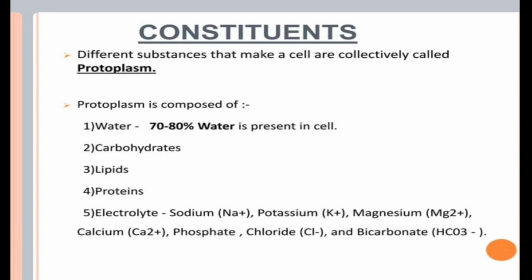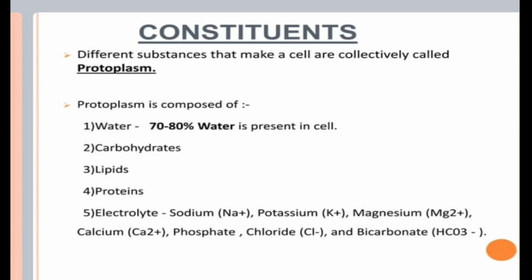Now the protoplasm is made up of the following structures. What are those? Water: 70 to 80% water is present in each cell. Next come carbohydrates, lipids, proteins, and the last is electrolytes. What are electrolytes? These are ions, such as sodium, potassium, magnesium, calcium, phosphate, chloride and bicarbonate ions which are present in the cell.